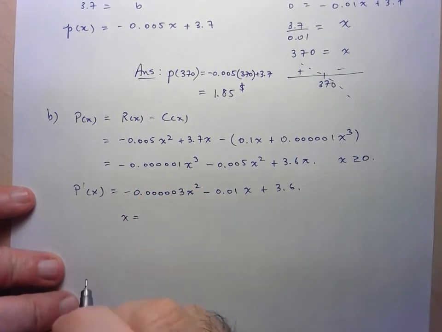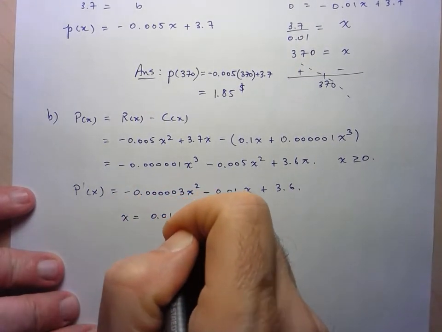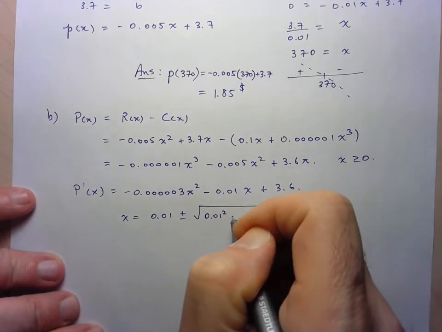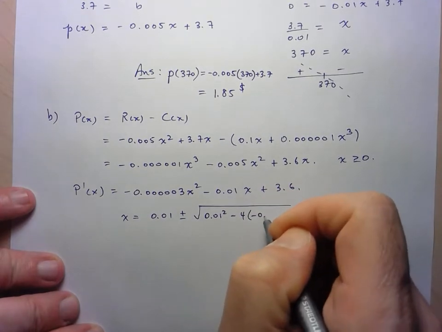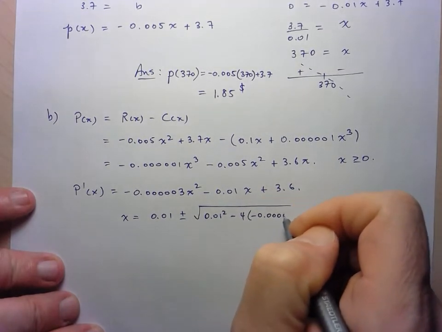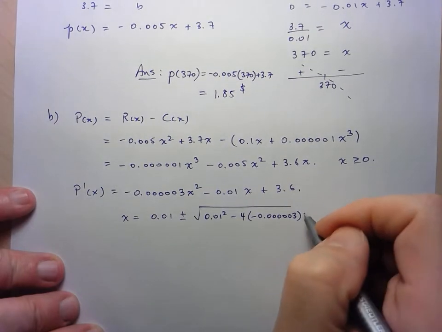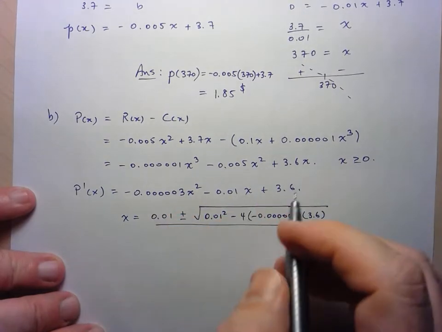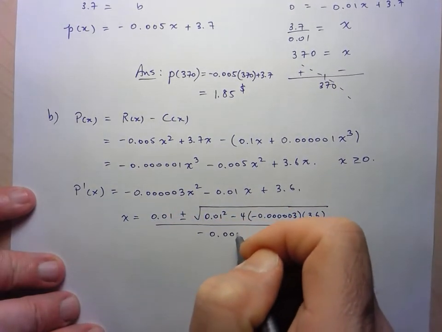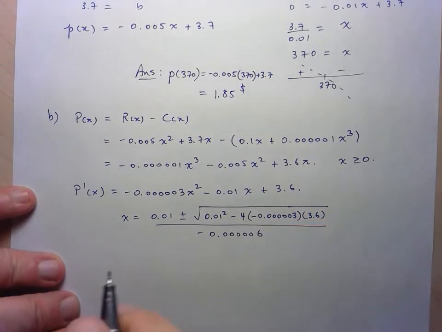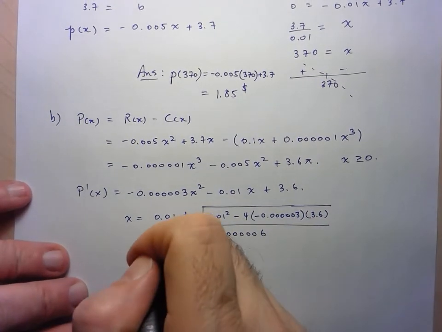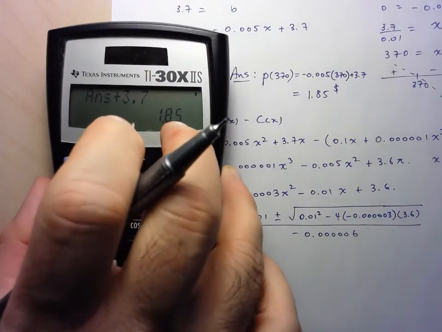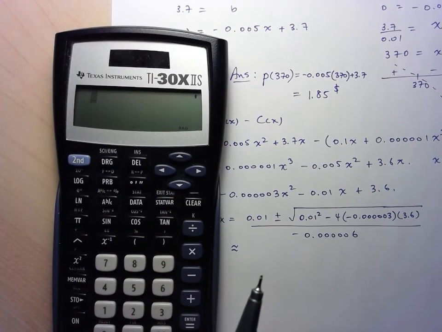So x is equal to negative b, so 0.01 plus or minus, okay, b squared, so 0.01 squared, minus 4 times a, which is negative 0.000003 times c, 3.6, okay, all over 2 times that number, so negative 0.000006, since we're multiplying by 2. Okay, so this is where you want to be very careful as you're putting this into your calculator. Okay, so let's do the addition first.